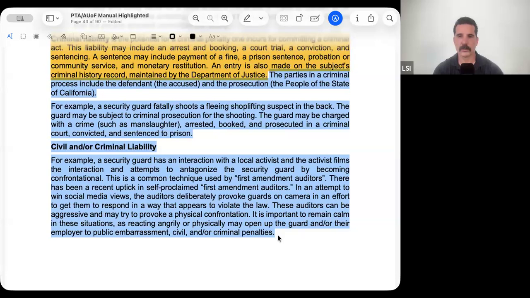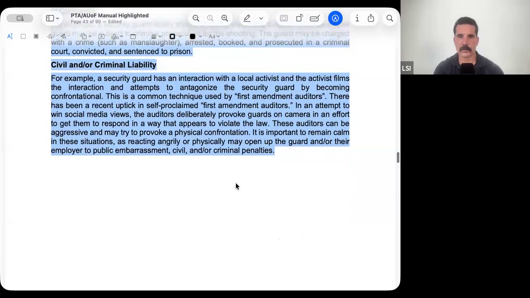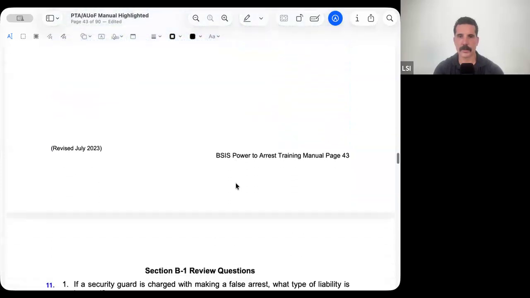These auditors can be aggressive and may try to provoke a physical confrontation. It is important to remain calm in these situations, as reacting angrily or physically may open up the guard and their employer to public embarrassment, civil and/or criminal penalties. All right.